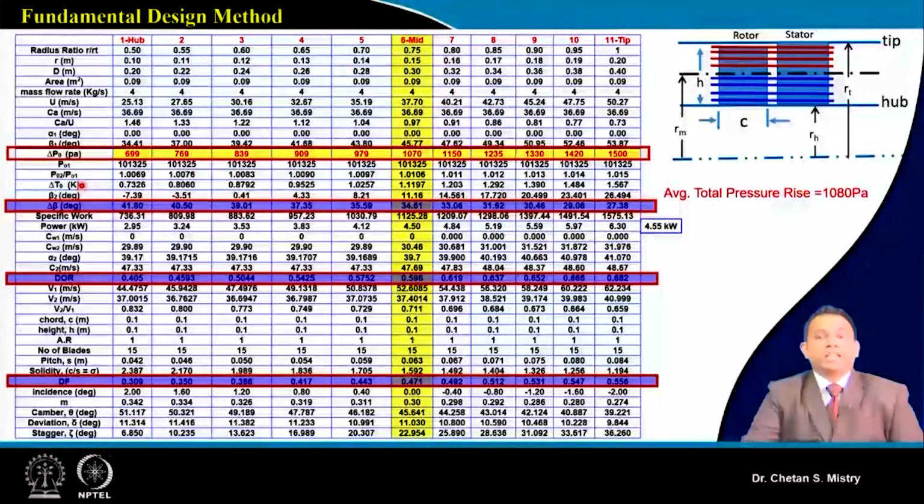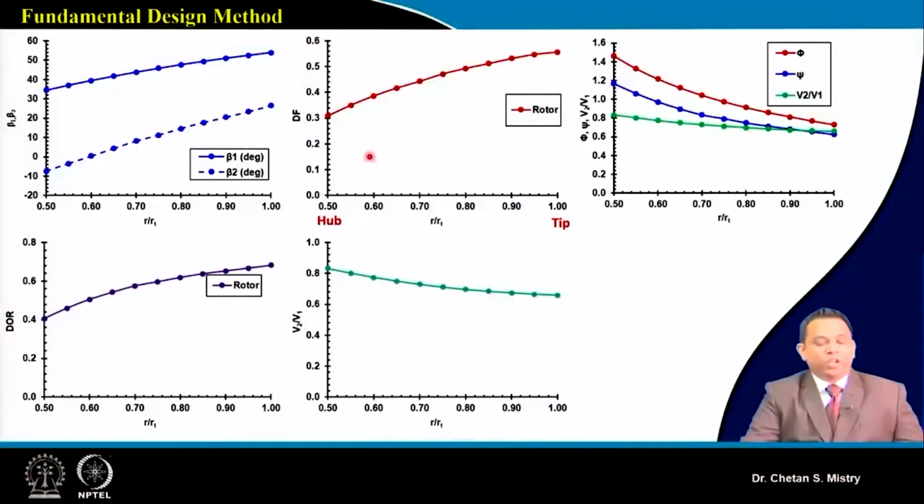So the whole design is based on what number we are selecting for this delta P0. Okay, now this is a very great flexibility for the designer. Once we put all this together, that gives me my variation of delta beta.